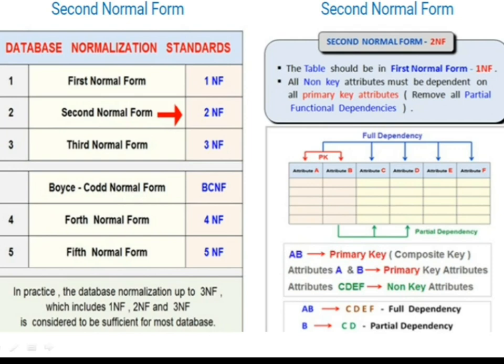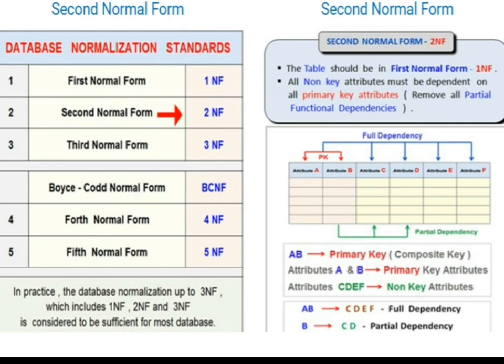For example, if by using AB, the composite key, we are able to identify C, D, E and F, it is called full functional dependency. But if C and D can be identified by using only B, then B is not the composite key, but one part of the composite key. So it is called partial functional dependency. In the second normal form, our main aim is to remove all the partial functional dependencies and retain the full functional dependencies.